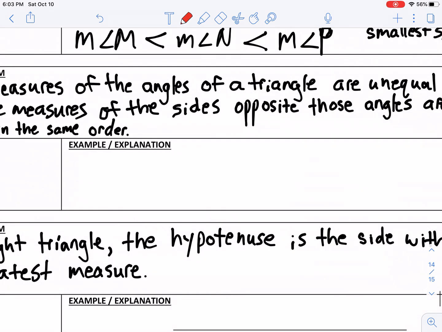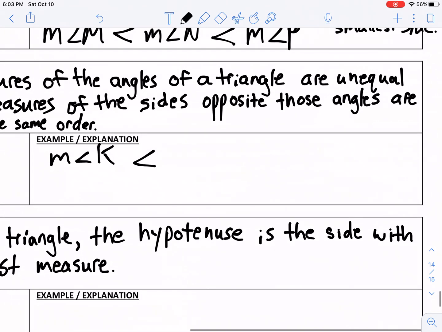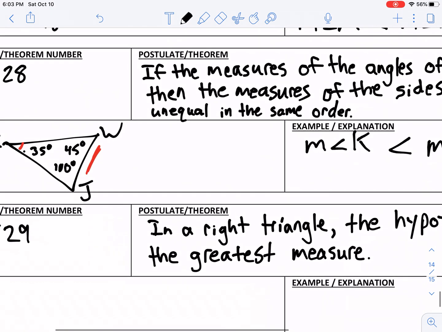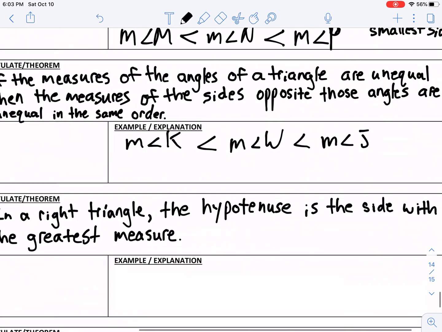So let's just write this out. We know that the measure of angle K is the smallest, and it's less than the next biggest measure, which is angle W, and that's smaller than the largest angle, which was the measure of J, which was 100 degrees. So that's the order of the angles.